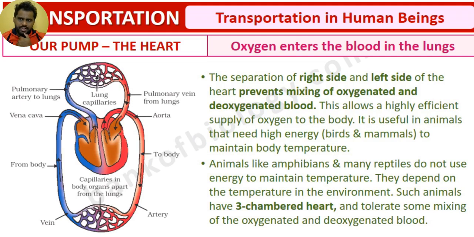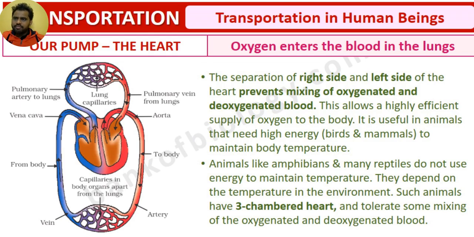Now the separation of the right side and left side of the heart prevents mixing of oxygenated and deoxygenated blood. This allows a highly efficient supply of oxygen to the body. It is useful in animals that need high energy, like birds and mammals, to maintain body temperature. Now let us see, animals like amphibians and many reptiles do not use energy to maintain temperature. They depend on the temperature in the environment. Such animals have three-chambered hearts.